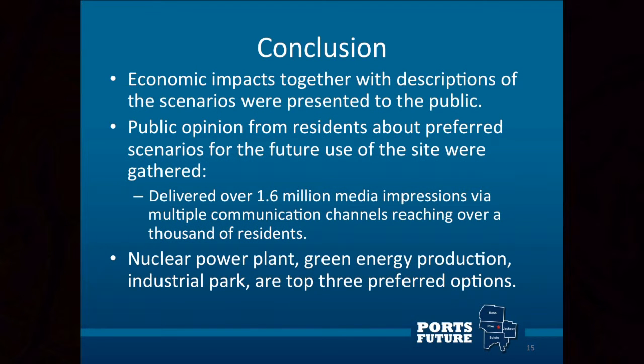So what happened? When all these economic impact results, together with the description of the scenarios, were presented to the public, public opinion from residents about preferred scenarios for the future was gathered, and you can see that we had over 1.6 million media impressions that were delivered from multiple channels. We reached thousands of different people, and what we found is that nuclear power plant and green energy production together with industrial park tend to be the top three preferred options for this particular task. Again, they tend to be very different. They encompass a wide variety of different activities, but those three tend to be at the top.